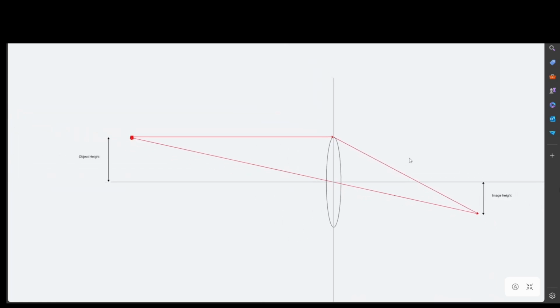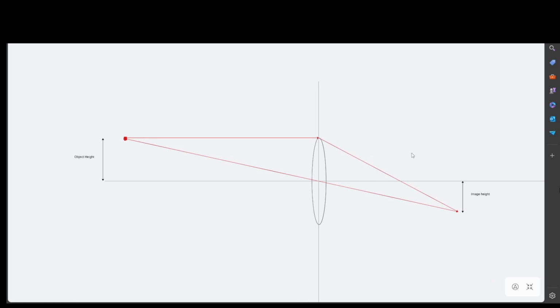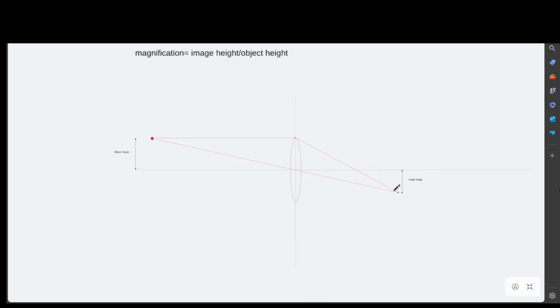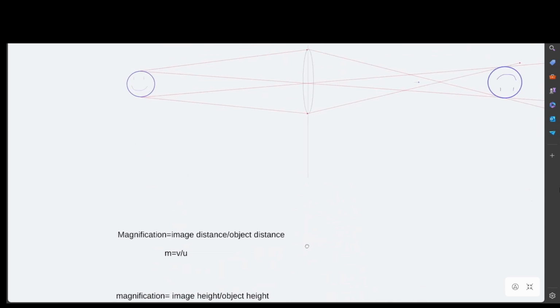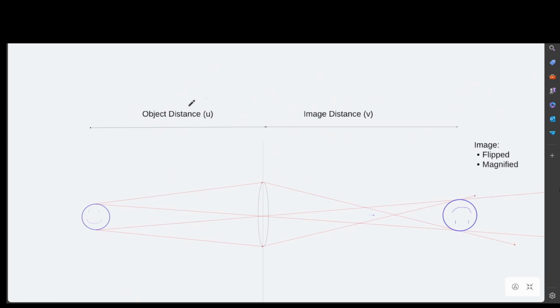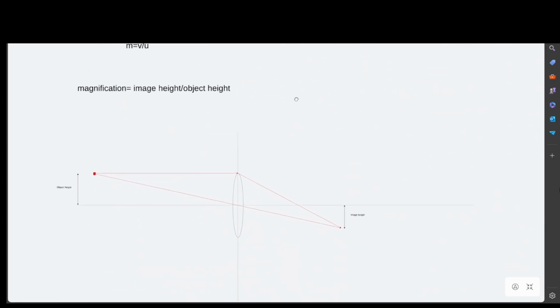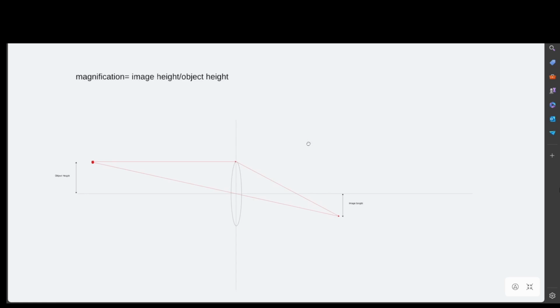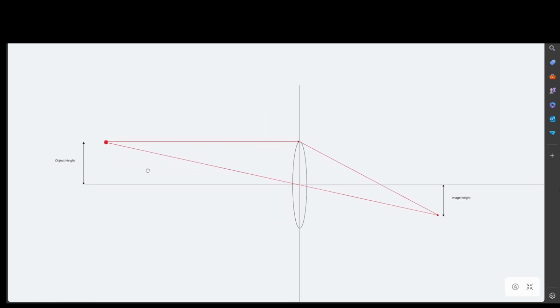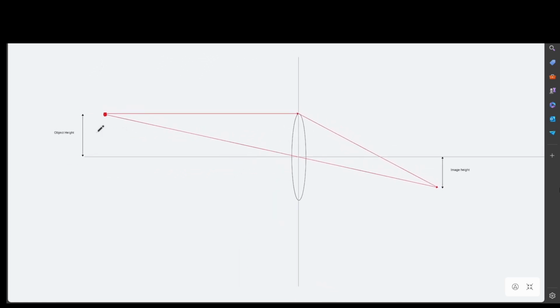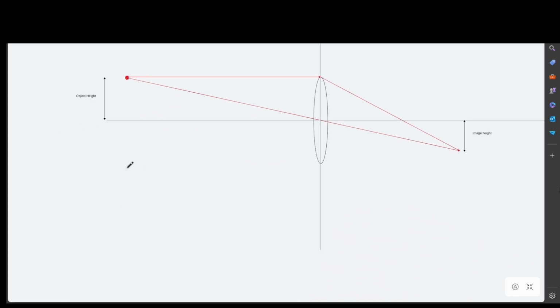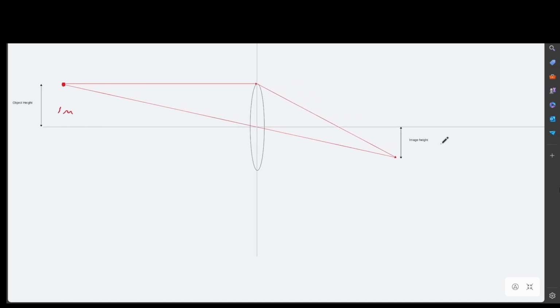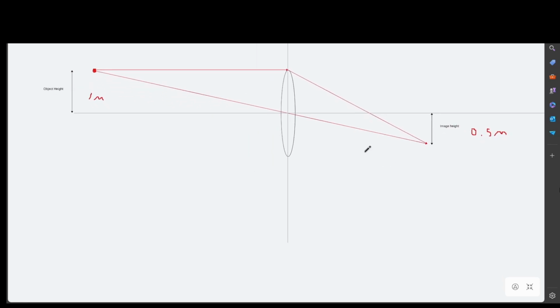That's very useful. You can just replay that a couple of times if you want to grasp it a bit better. Now, just for completion, I'll do a quick example. We can use either object height, or image distance and object distance, but we'll solve magnification using this one here because we're less familiar with it, just so we get more comfortable. So let's say the object height is 1 meter. So this is 1 meter, and let's say this is half a meter, so 0.5 meters. All we need to do is very, very simple.